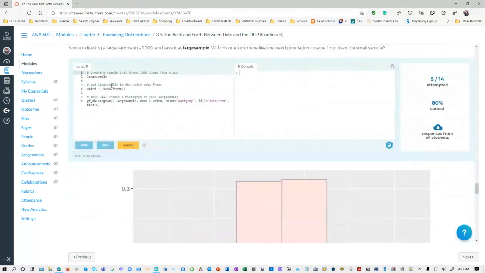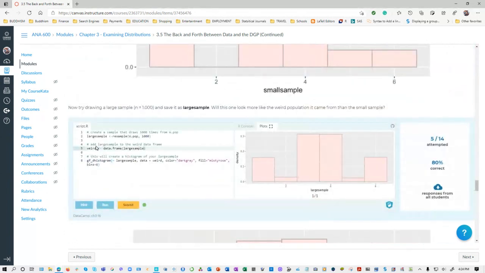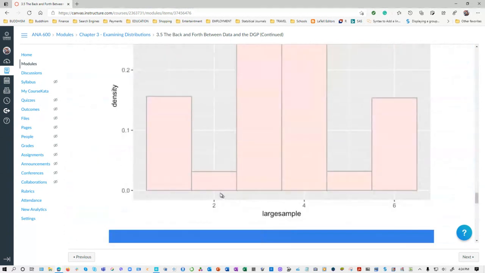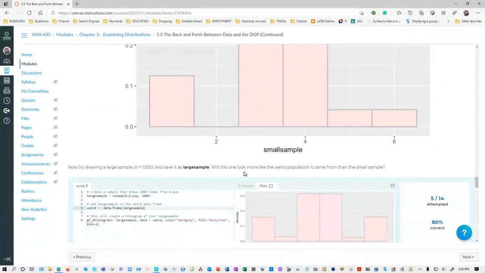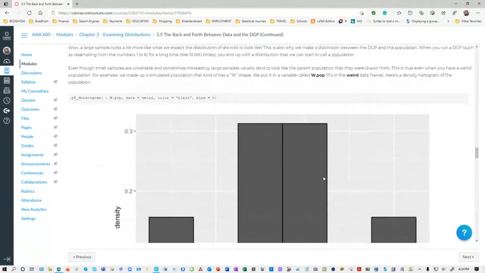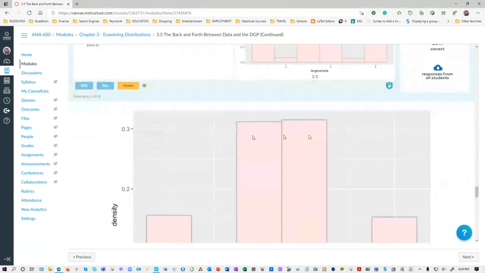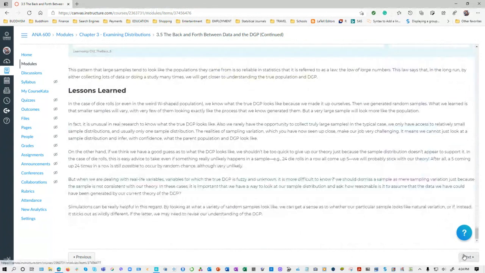If you increase it the same way, like a large sample, you can say that it has been resampled from WPOP. How many now? 1,000. And put this into the data frame. The large sample put into the data set, large sample data view. You get something, I think, getting closer now. If you keep increasing this, you're going to get that shape. Systematically, when I try the large sample, it looks more like the weird population. This is what the population looks like. So when you do a large sample, it's getting closer to the shape of the population. That's what we're explaining over here.